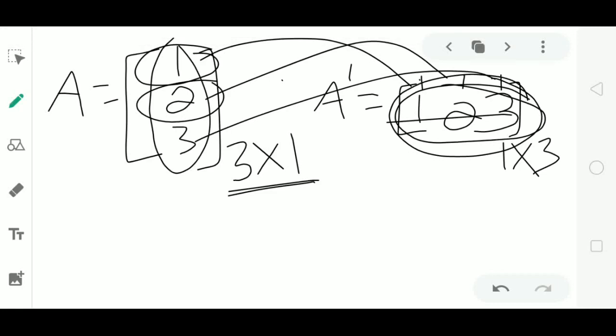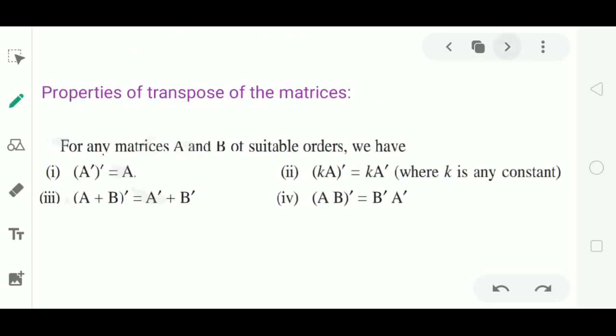In this way we find the transpose of a matrix. Let us look at some of the properties of transpose of the matrices. Properties of transpose of the matrices.